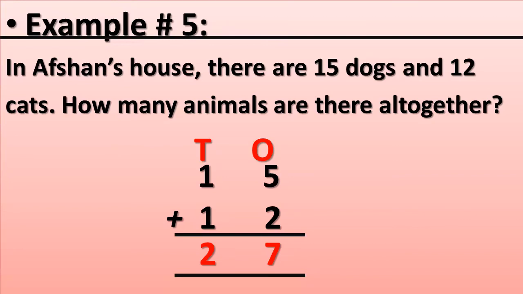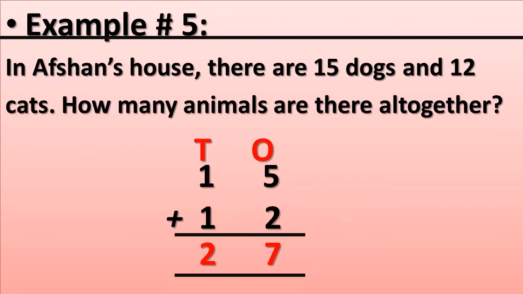And how many cats in her house? Yes, 12 cats, which means 1 ten, 2 ones. So here we will write 1 ten, 2 ones. Now we will add 1's column first. Now tell me, when we add 2 into 5, what number comes? Yes, 7. So here we will write 7 in 1's column. Next we will add 10's column.